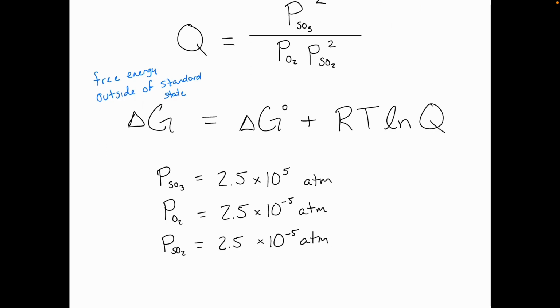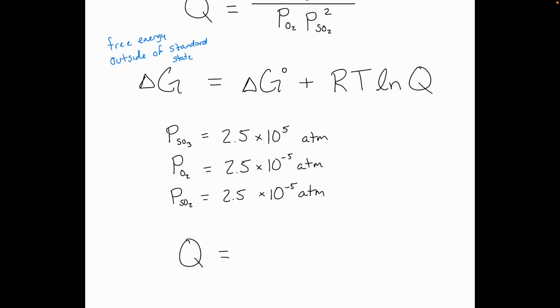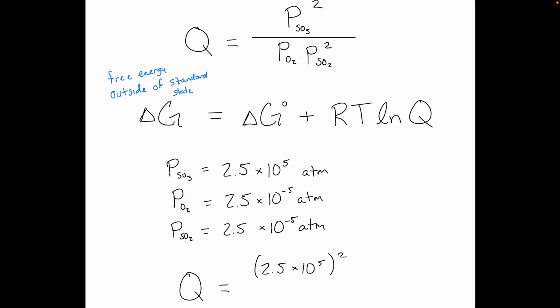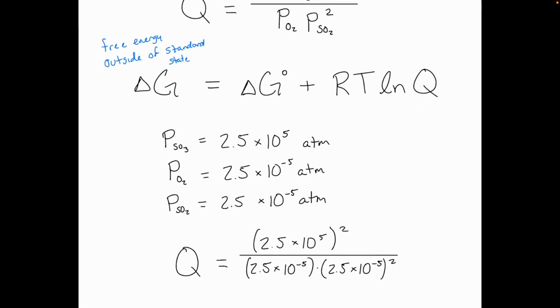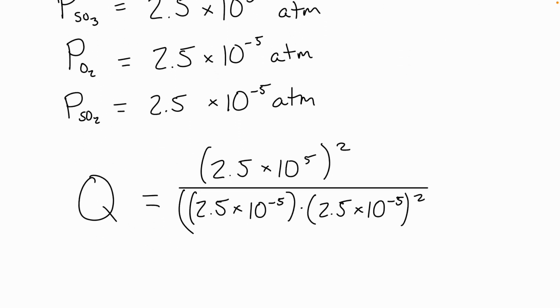All right. So plugging in our value for Q, again, we're going to do 2.5 times 10 to the fifth. We got to square it, all right, because that's squared in our reaction quotient, the pressure of our product, divided by 2.5 times 10 to the negative 5 times 2.5 times 10 to the negative 5 squared. All right, when you're punching this into your calculator, in order to keep these both on the bottom, you're going to have to put parentheses around that. So now I'm very far outside of standard state. My Q is 4 times 10 to the 24th.